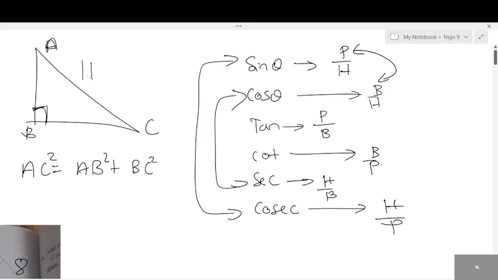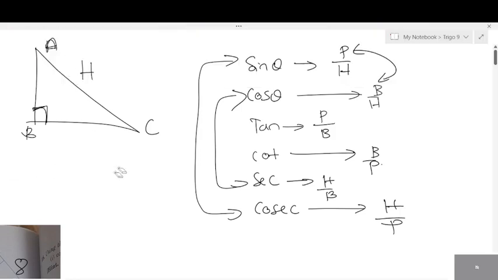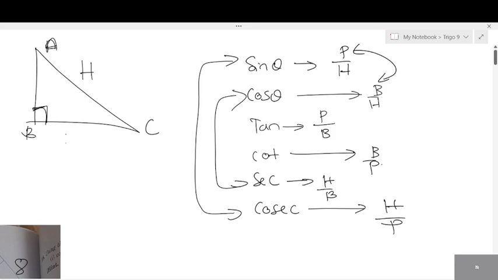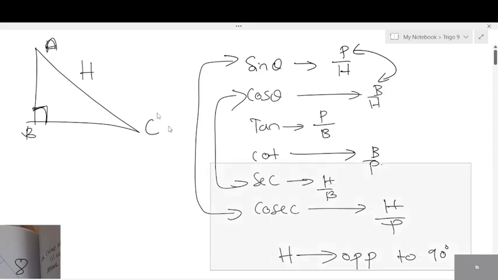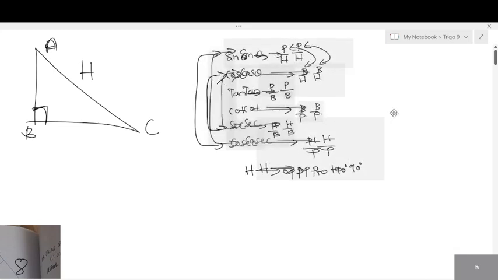Hypotenuse is fixed, students. Remember, in any diagram, the hypotenuse is a slanting line. Look at the diagram and tell me, is the hypotenuse straight or slanting? Remember, it is always slanting. And that is the greatest side, the longest side of a right angle triangle. Perpendicular and base will vary depending on the angle we choose. Hypotenuse is opposite to the right angle, opposite to 90 degrees.